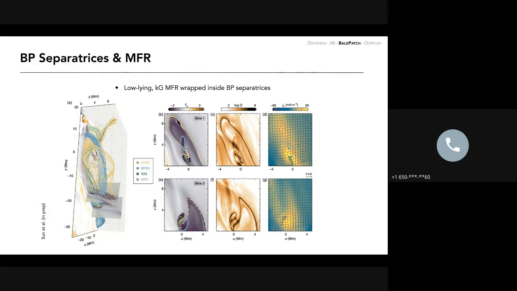And the same goes with the squashing factor in the middle and the currents. The strong currents are restricted within the bald patch separatrix surface. Next slide, please.